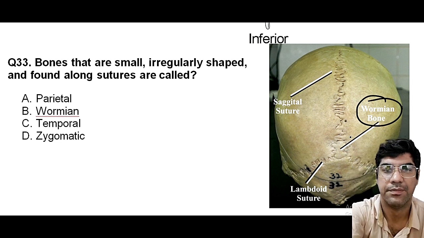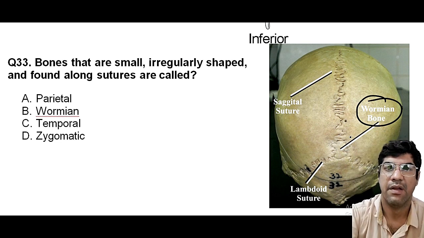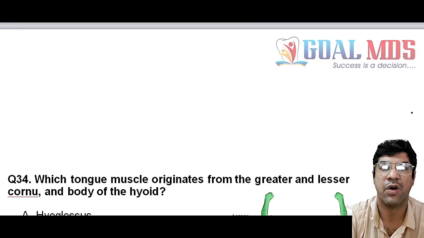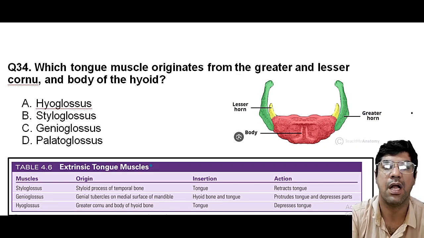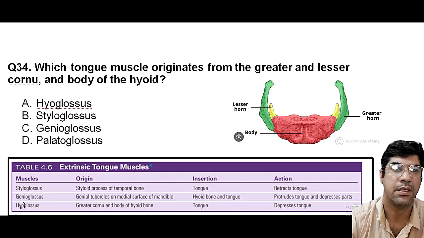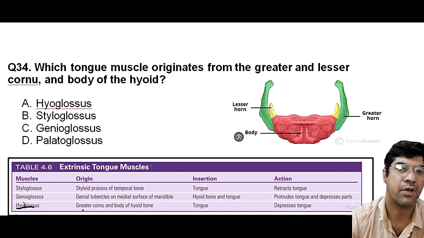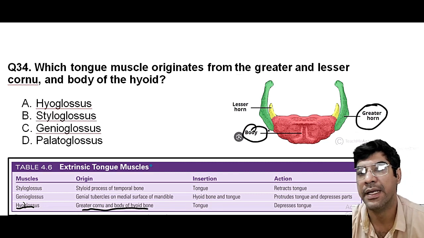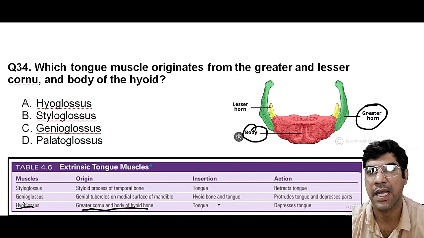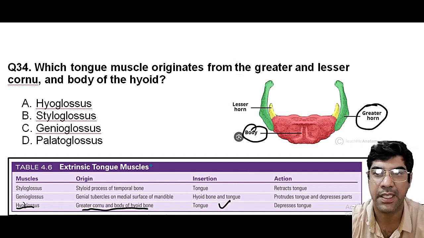Which muscle originates from greater and lesser cornu and body of hyoid? So answer is hyoglossus muscle. Remember the origin. It originates from greater cornu and body of hyoid bone, and it is inserted into the tongue. The action of this muscle is to depress the tongue.